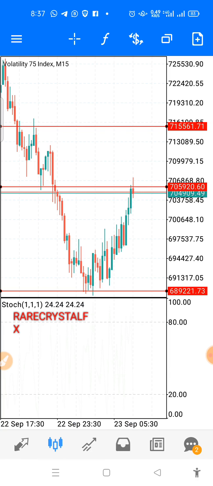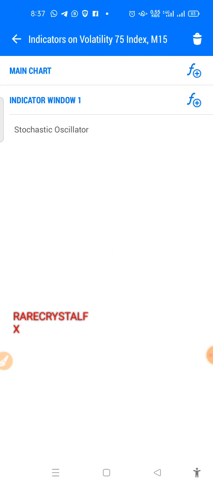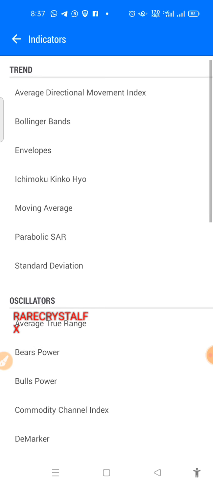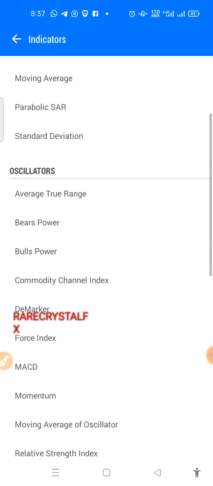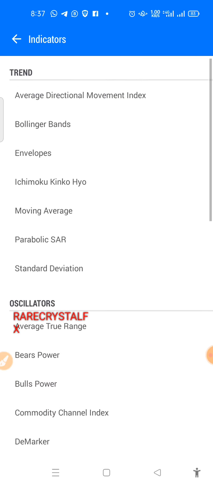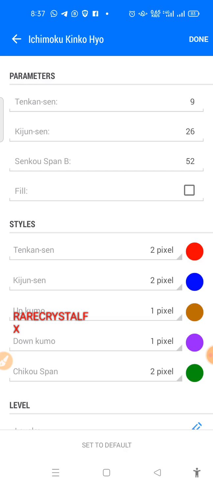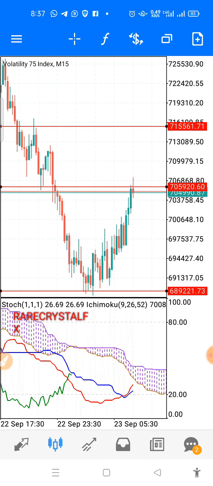then add again to the stochastic, because the stochastic needs to be added to. You're supposed to add something to the stochastic, so just add. You can add moving average, and you can also add Ichimoku. So I'll be adding moving average and I'll be adding Ichimoku, both of them. Now the Ichimoku, you can see now I'm going to make a correction on the Ichimoku.